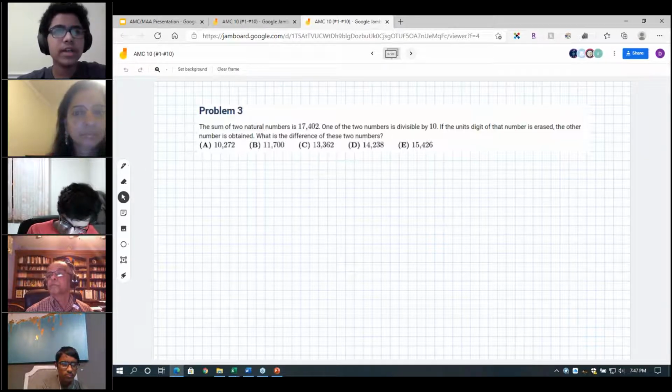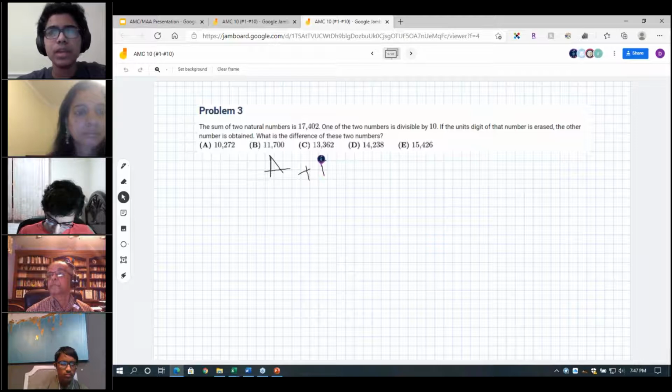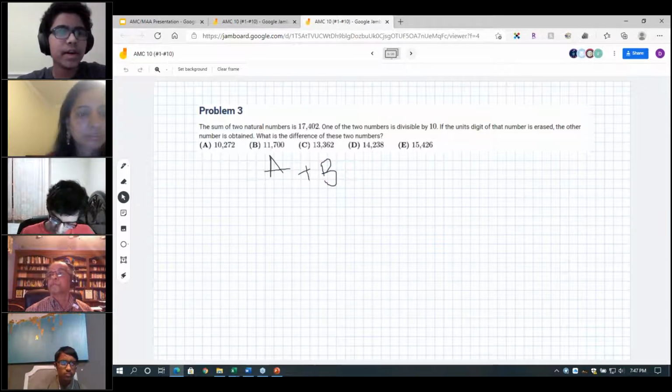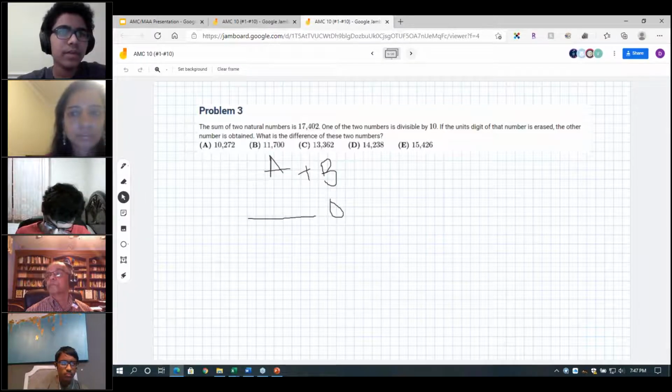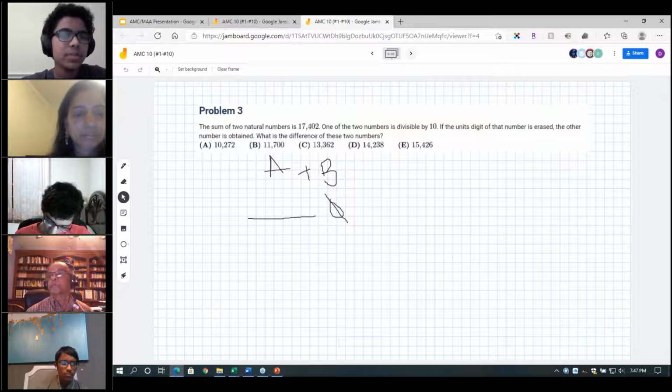The key thing to note is the first number; we'll call the two numbers A and B. Since the first number is divisible by 10, it ends in at least one 0. So we can write the first number as a string of digits followed by 0. The second number is the first number with the units digit erased. Erasing the 0 is the equivalent of dividing by 10. That means A divided by 10 equals B, or in other words, A equals 10B.